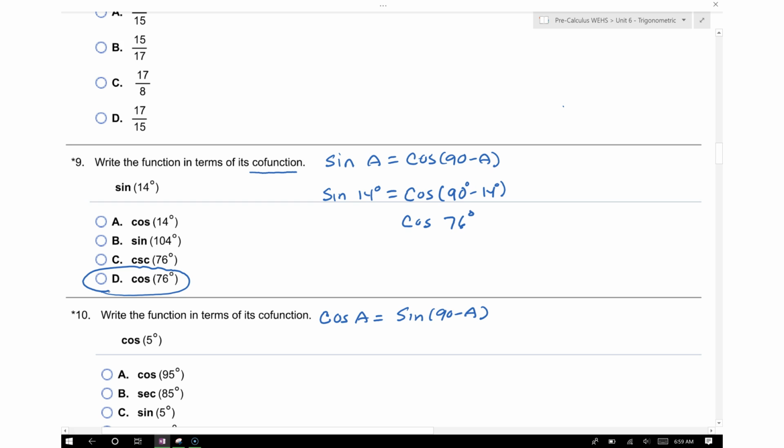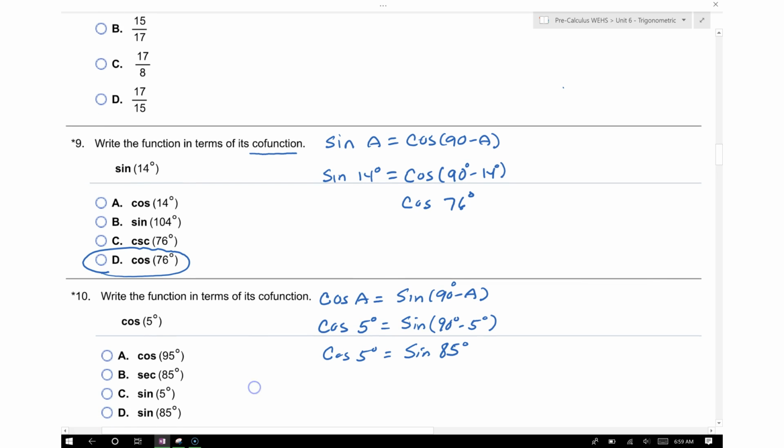Now for number 10, it says write the function in terms of its cofunction. So now we want the cosine of 5 degrees. So that will be sine of 90 degrees minus 5 degrees, which means the cosine of 5 degrees is the same as the sine of 85 degrees. So your answer is D.